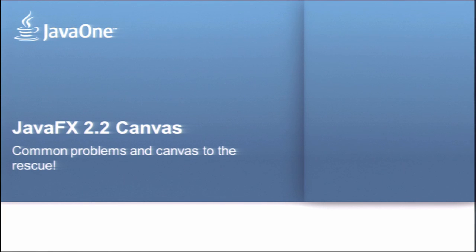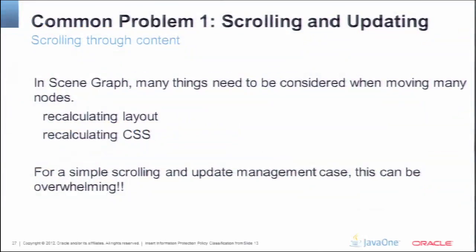Okay. So from here on out, we're going to show various problems you might have with Canvas and strategies that we use for updating, or problems with the scene graph, for example. So common problem number 1: scrolling and updating. Do you want to talk to this?